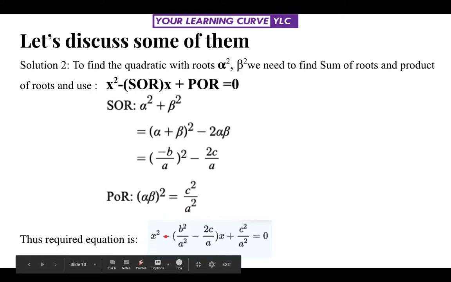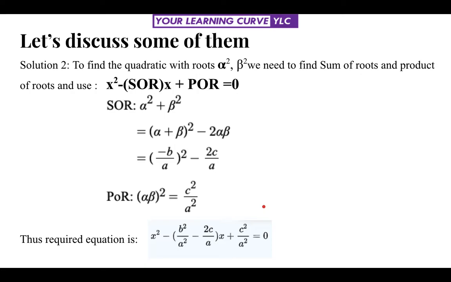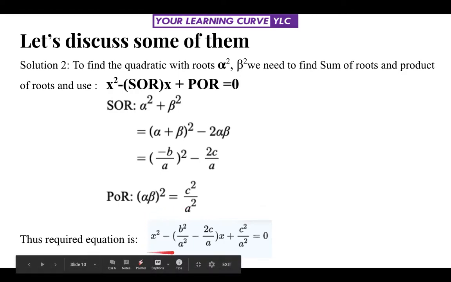Thus the required equation is x square minus sum of roots, that is b square by a square minus 2c by a, into x plus product of roots, c square by a square, is equal to 0. So if ax square plus bx plus c equal to 0 has roots alpha and beta, then this equation x square minus within brackets b square by a square minus 2c by a times x plus c square by a square is equal to 0 will have roots alpha square and beta square.